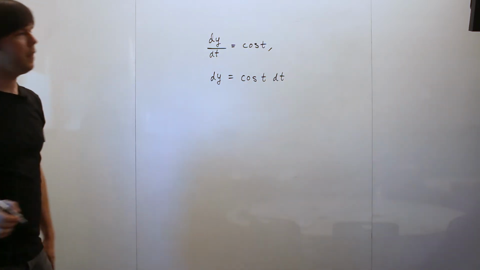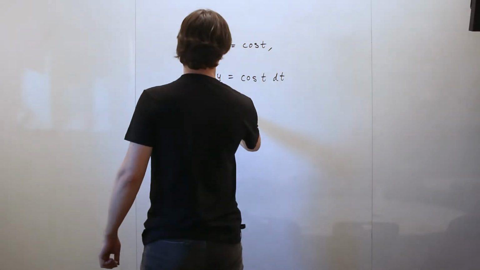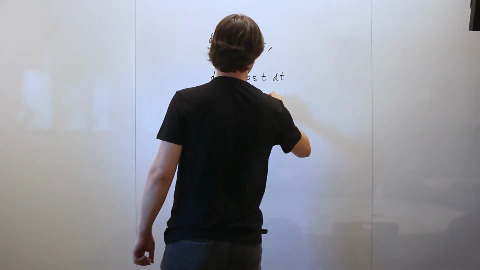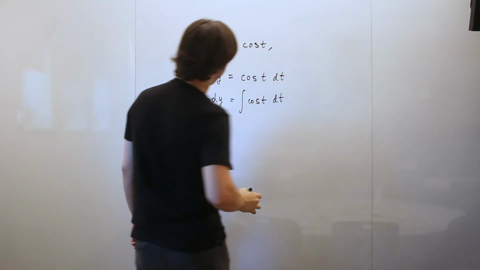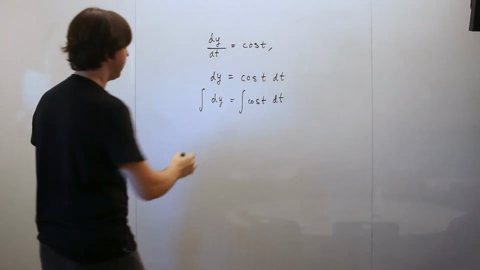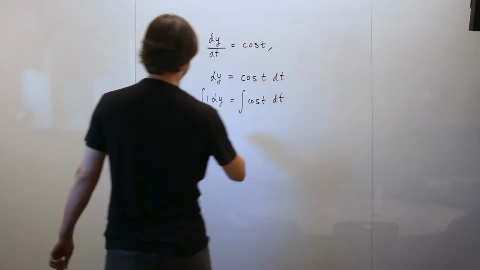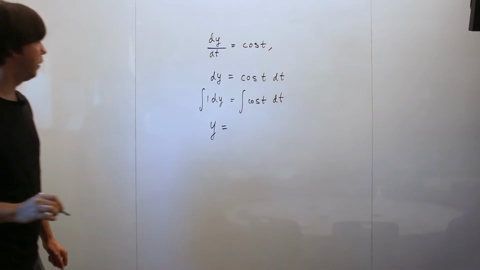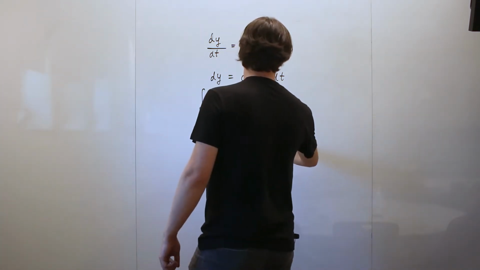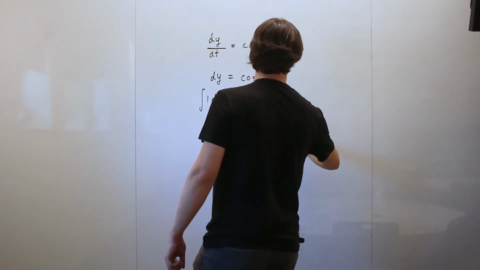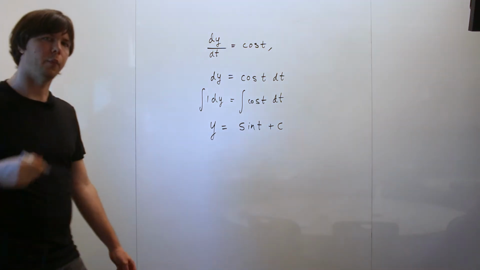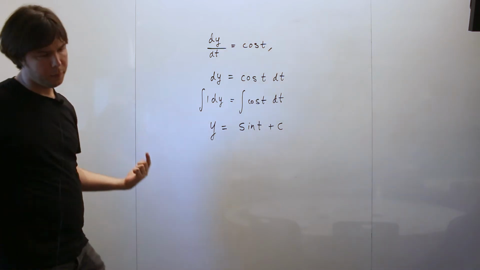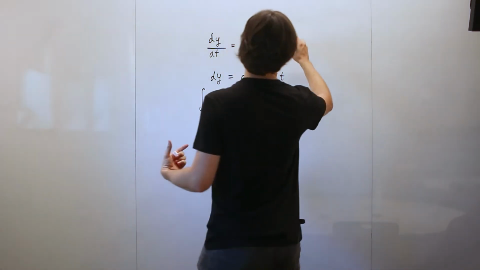Okay, and then we can integrate. So we have the integral on both sides. On the left-hand side, this is really the integration of 1 times dy. The integration of 1 with respect to y is y. On the right-hand side, we have the integral of cos, and the integral of cos is sine plus a constant. And if we're not sure, we can always think, well, the derivative of sine is cos, so yes, we have integrated correctly.